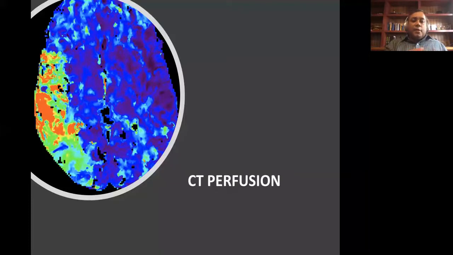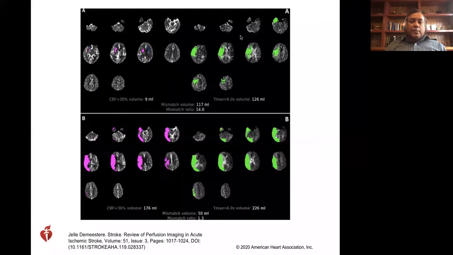I'll come to the last few aspects of imaging. We don't use this as much, but this is CT perfusion imaging. And nowadays you have automated CT perfusion imaging. What is CT perfusion imaging? It is like multiphase CTA. You get time-resolved images, but you actually get significantly more time-resolved images.